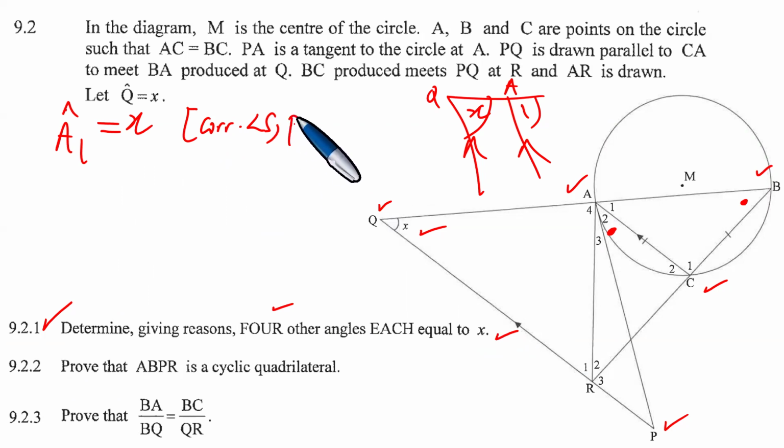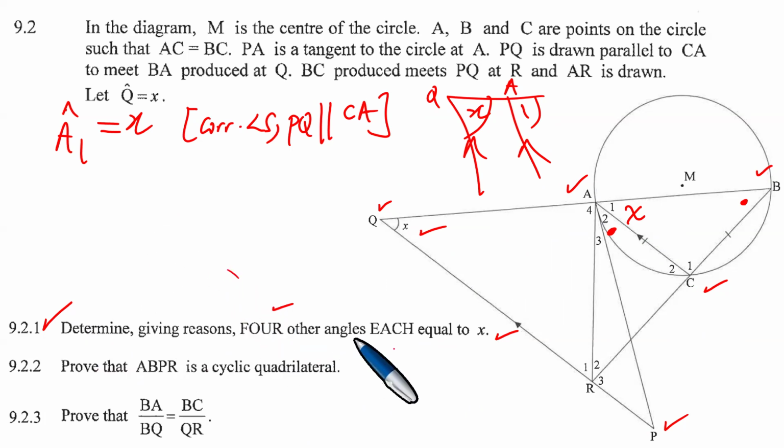They're corresponding angles because PQ is parallel to CA, and because of the F here, an angle here is equal to an angle there. This is one of the angles, so this one is also X, as much as Q is X. What other angles? We need 3 more, because there must be 4 other angles each equal to X.